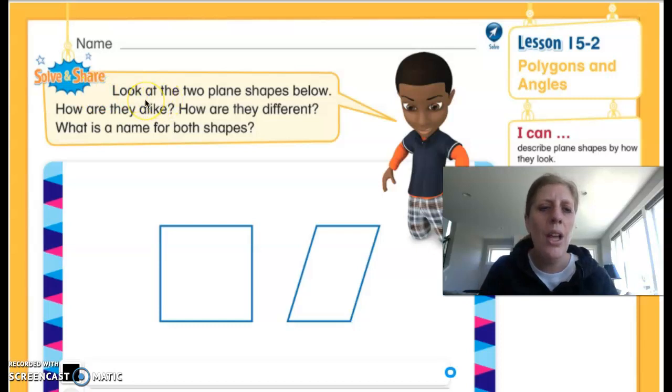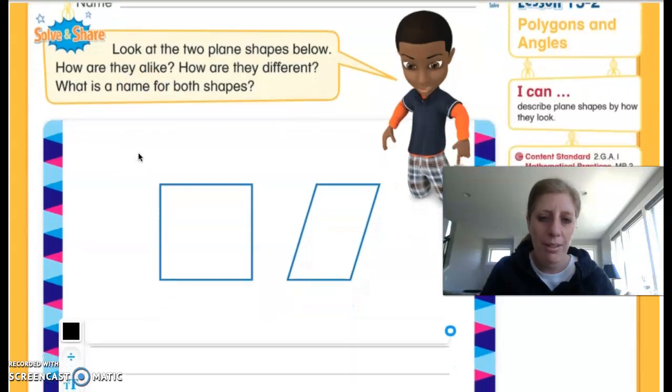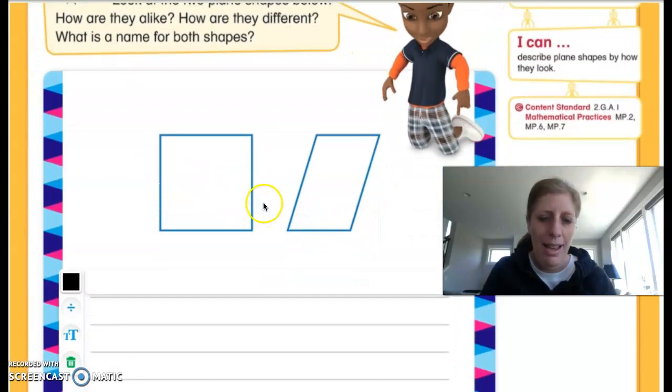It says, look at the two plane shapes below. How are they alike? How are they different? What is a name for both shapes? So take a look at these two shapes, and then I want you to push pause and write down what you notice is the same about both shapes and what is different. And when you're finished, push resume, and I'll show you what I notice, okay? Go.